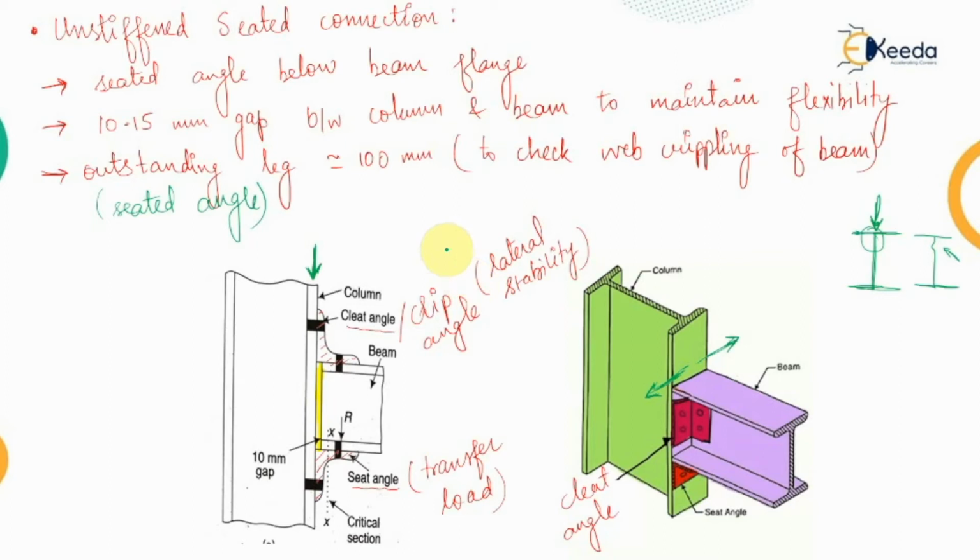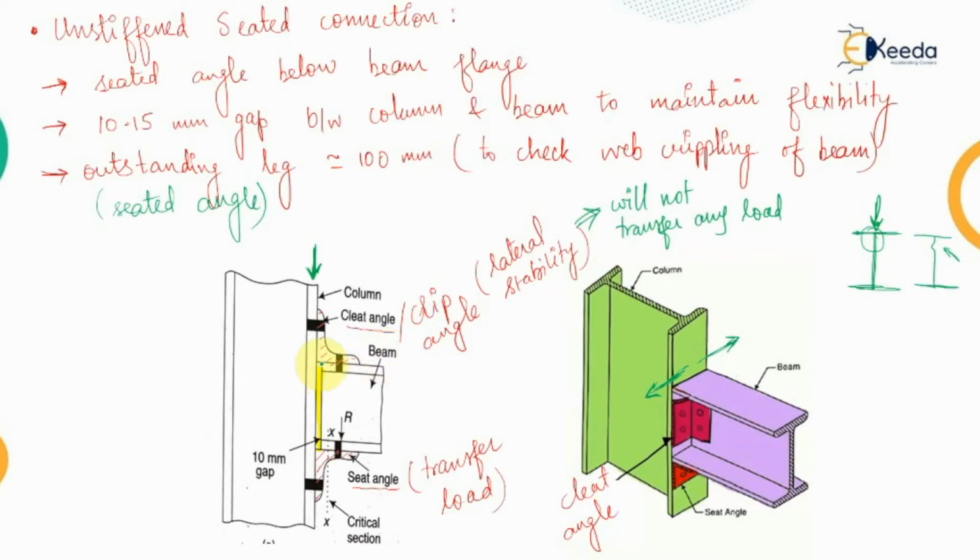Now this clip angle which is provided at the top is provided just to check the lateral stability, and it will not transfer any kind of load. Its purpose is just to support the beam in the lateral direction.